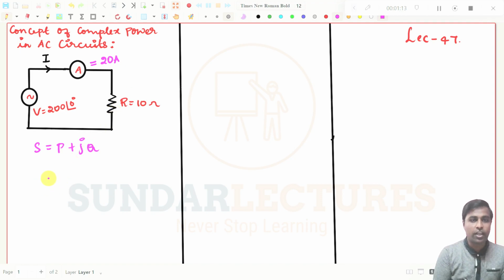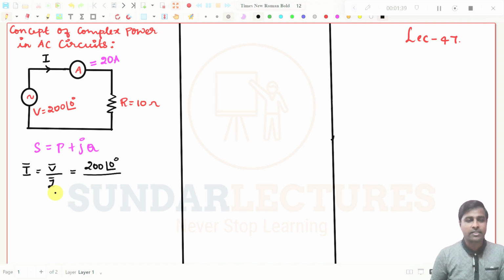So we need to find the current through this circuit. For that, what is the formula to find current? I bar is equal to V bar by Z bar. So what is the V here? We have 200 at an angle of 0 degrees divided by what is Z here.